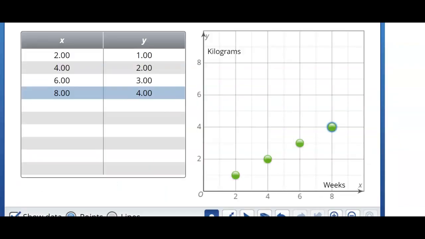All right, here's what your graph should look like. You notice on the X-axis, we have weeks. The Y-axis is your kilograms. So on week 2, the dog weighed 1 kilogram. On week 4, the dog weighed 2 kilograms. On week 6, the dog weighed 3 kilograms. 8 weeks, 4 kilograms. So if you were connecting the dots, it would be a straight line.